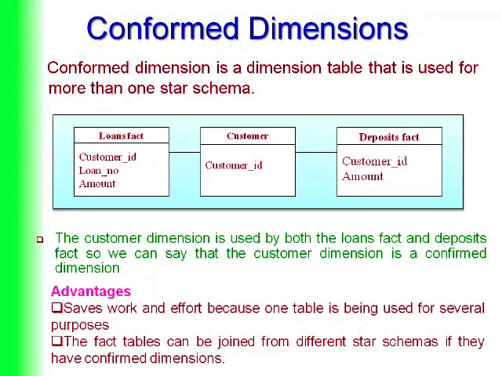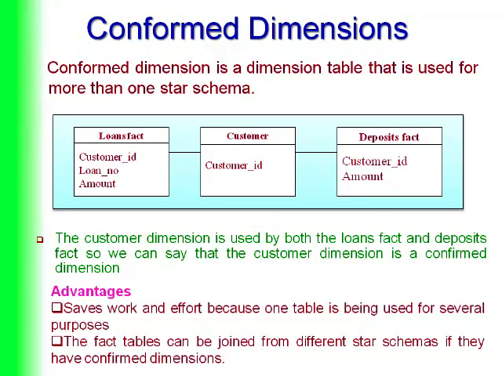What is the gain? When we consider a particular dimension as a conformed dimension, the advantage of such a sharing is that it saves work and effort because one table is being used for several purposes. The fact tables can be joined from different star schemas if they have conformed dimensions.